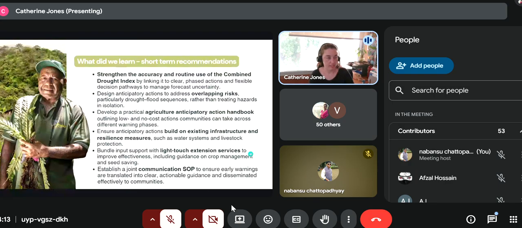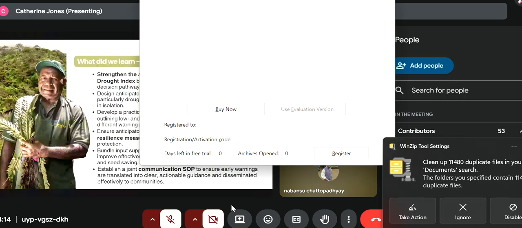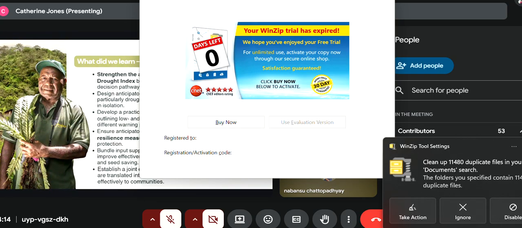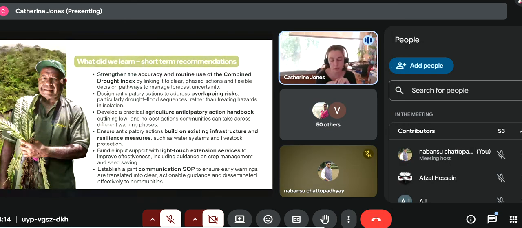Now, I've only got 2 quick slides and then I'll wrap up. I just wanted to share kind of some of those lessons learned. So on a short term, what we were thinking moving forward in Papua New Guinea is we really want to strengthen the accuracy and routine use of the Combined Drought Index. It was fantastic that we set this up and piloted it, but making sure it becomes part of the fabric of Papua New Guinea's agricultural drought management system still needs to happen. So we're trying to figure out pathways and support that we can offer the government to do that.